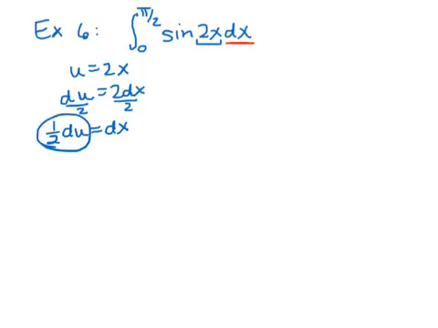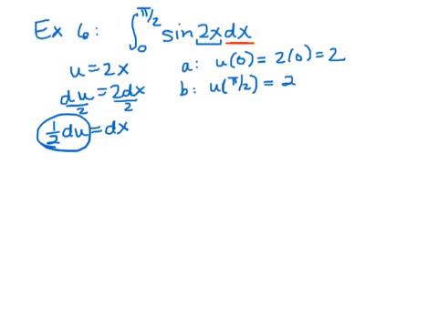I also need to find a new a and a new b. So I'm going to have u of 0, which means, and u is 2x, so 2 times 0 equals 0. And then I'm going to have u of pi over 2, and that's 2 times pi over 2. And so that's just pi. And sorry, that was a 0 right there. So let's make our substitution.